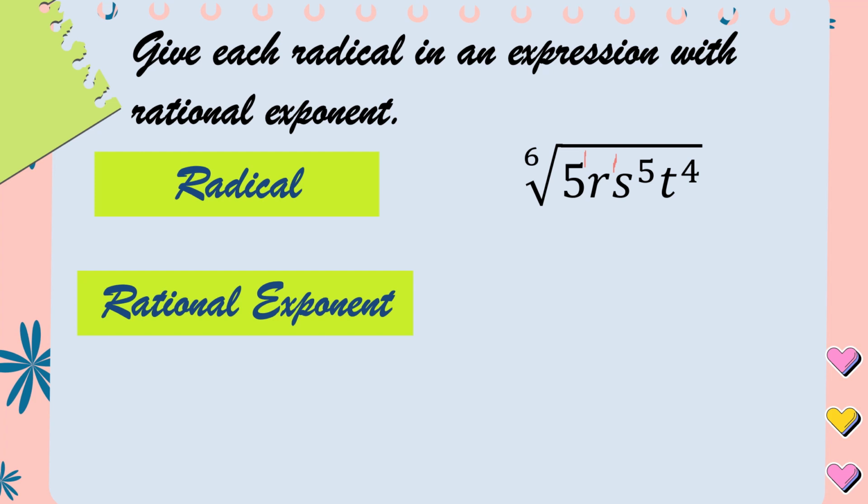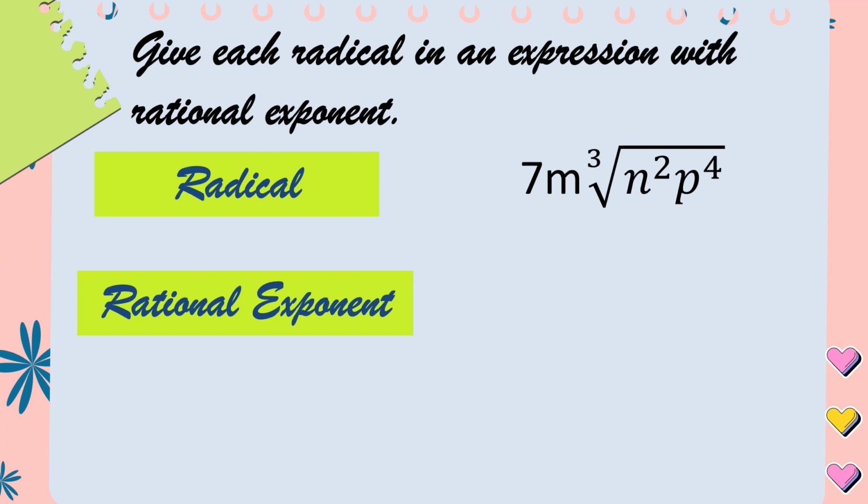And we have the index 6. So that becomes the denominator of each rational exponent. So therefore, the answer becomes 5 raised to 1 over 6, r raised to 1 over 6, s raised to 5 over 6, and t raised to 4 over 6. It's easy, right? How about this one?